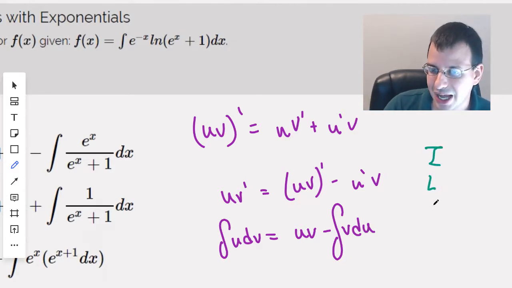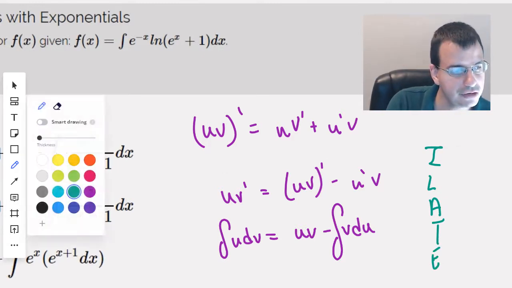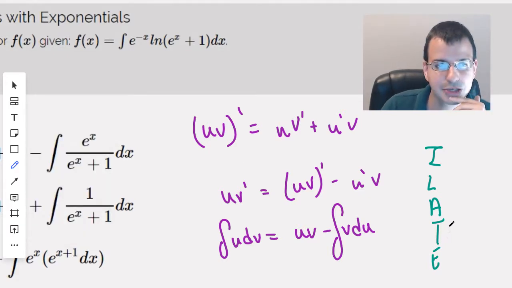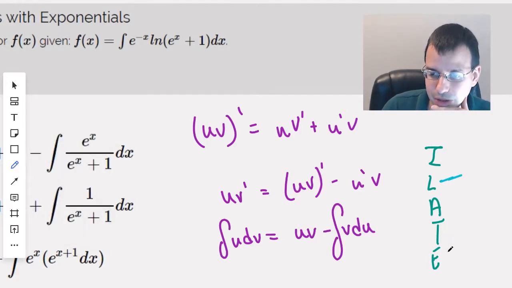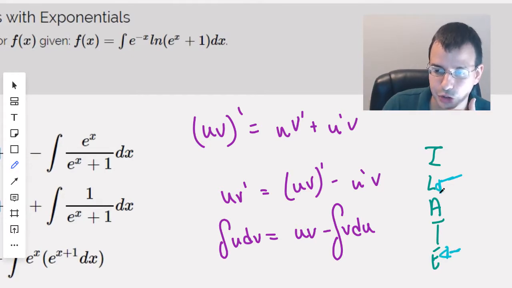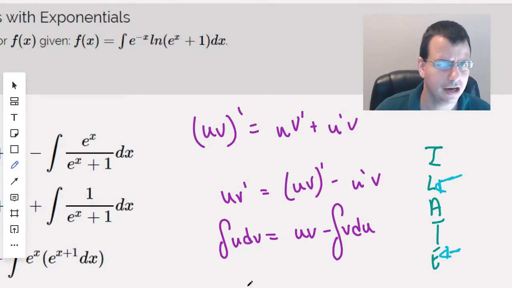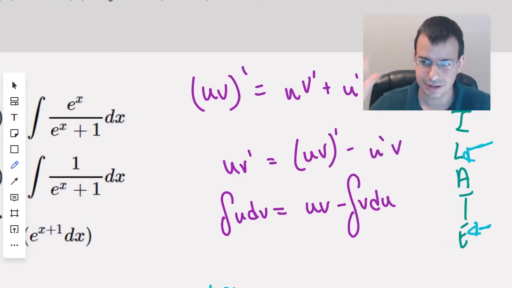So we then use ILATE as our mnemonic. Oh, there's an E at the end. Inverse trigonometric, logarithmic, algebraic, trigonometric, and exponential. And we have a logarithmic and we have an exponential. So we're going to say that u is the logarithmic, even though there's also an exponential within the logarithmic, which makes me worried.